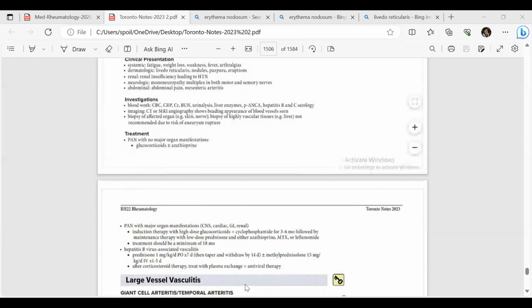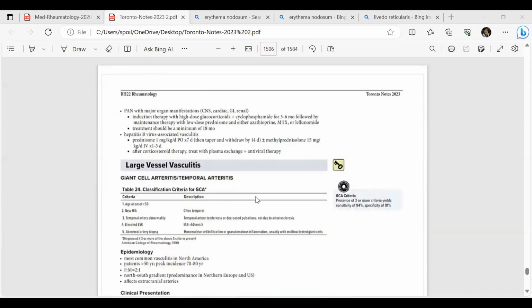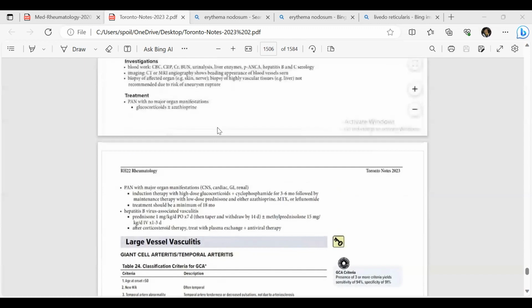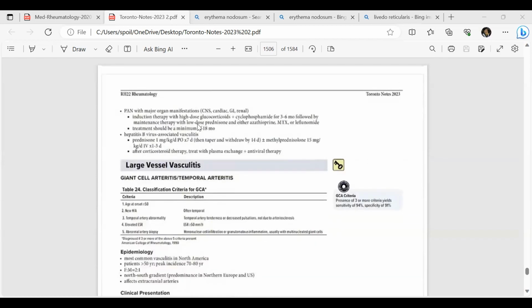Treatment: with no major organ manifestations, glucocorticoids with or without azathioprine. With major organ manifestations, we will do induction therapy with high dose glucocorticoids plus cyclophosphamide for 3 to 6 months, followed by maintenance therapy with low dose prednisone and either azathioprine, methotrexate, or leflunomide. Treatment should be a minimum of 18 months. We have to treat it for 18 months.